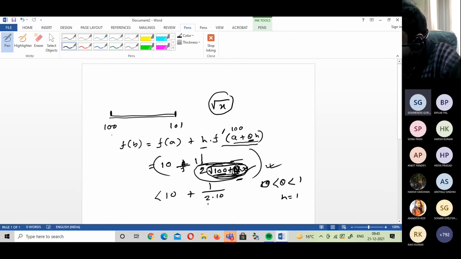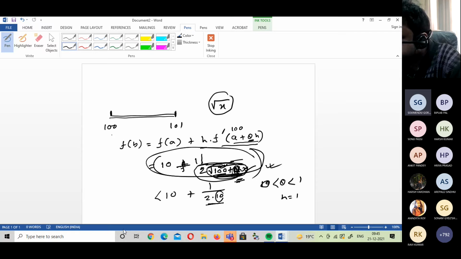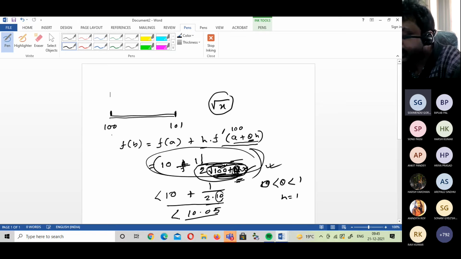So this cannot attain this particular value, because the denominator is least when it is 100, but you have to increase it. So the denominator is increased, and the total summation will be decreased. So always it will be less than 10 plus 1 by 2 into 10. Now you have understood? Always it is less than.